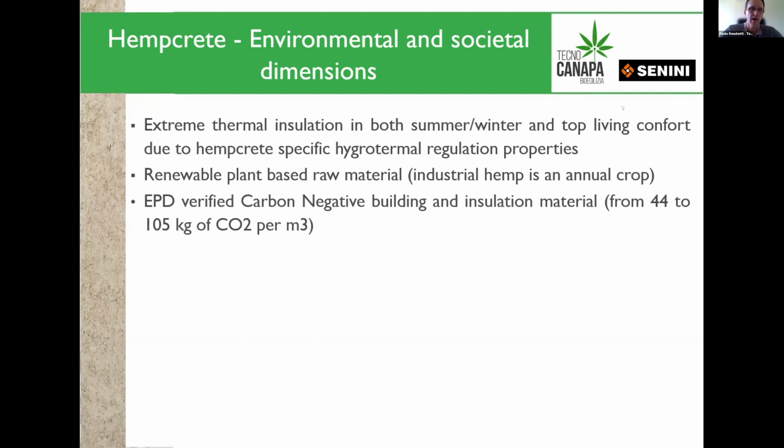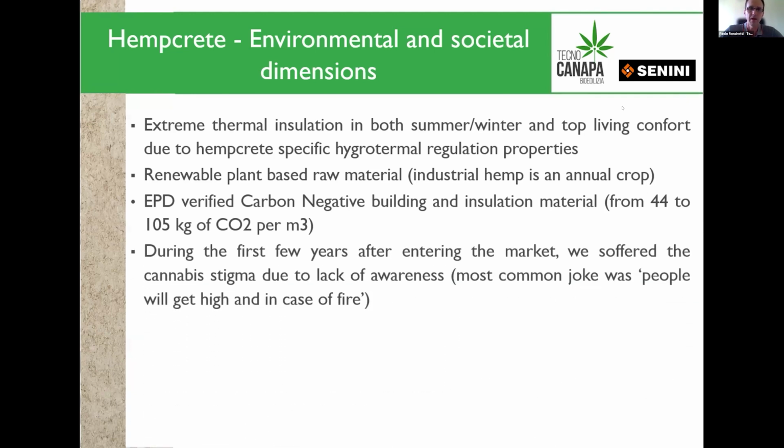We now have an Environmental Product Declaration that allows us to count the negative CO2 that we can store in every cubic meter of product. As you can see, it can go from 44 to 105 kilos of CO2 per cubic meter. That means in every single project, whether new or retrofitting of an existing building, we can end up storing tons of CO2. So this is, again, another feature that no building materials have at the moment on the market.